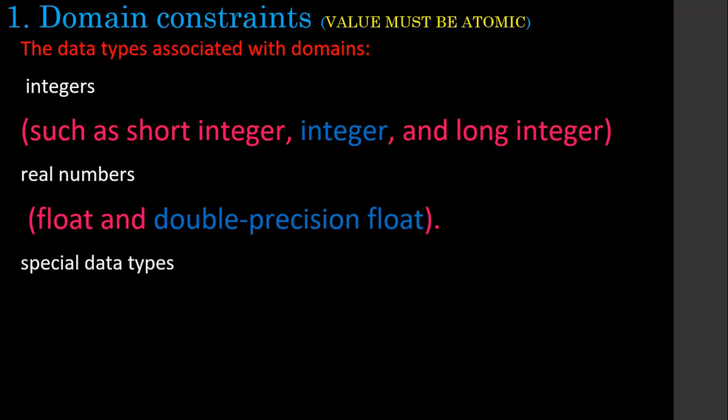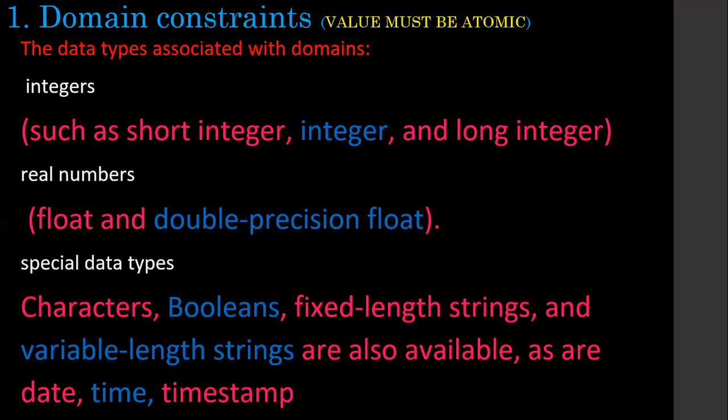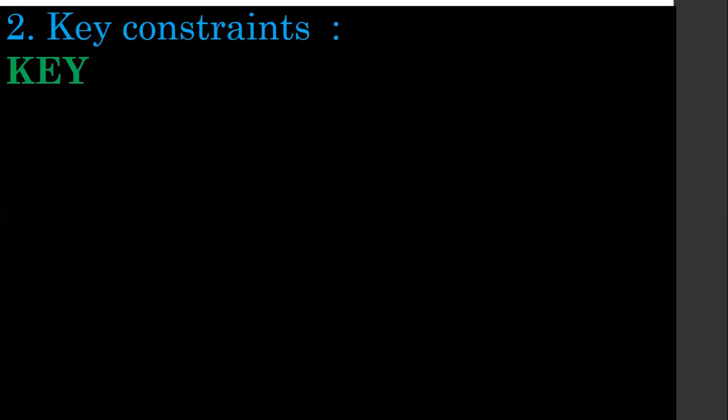Then there are data types related to strings, where we can give characters. The characters may be a fixed length character string or a variable length character string. Apart from that, we have boolean values, which are three-valued logic: true, false, and unknown. Other data types are date, time, and timestamp. These are the data types we need to follow while specifying the values. So these are the constraints we need to maintain to enter the domain values: the value should be atomic, and according to the specified data type, we need to enter the proper value. The next, second type of constraints are key constraints.